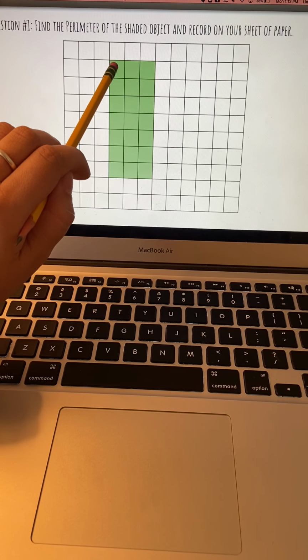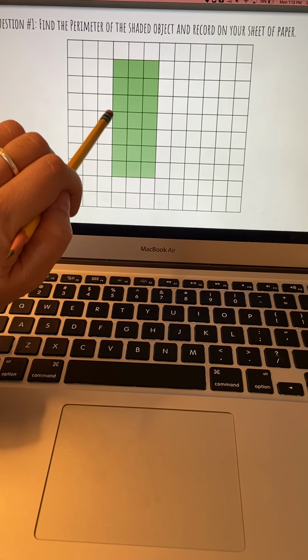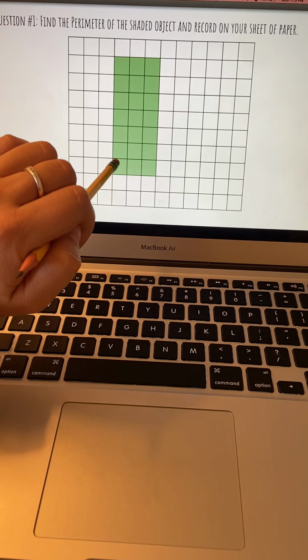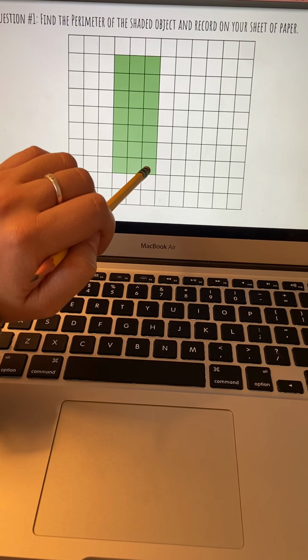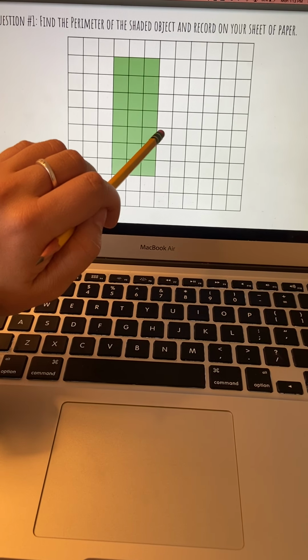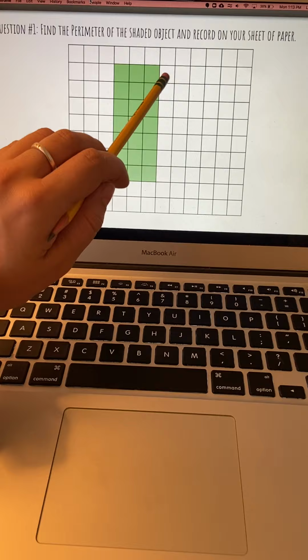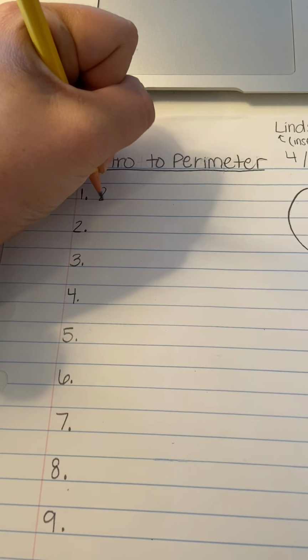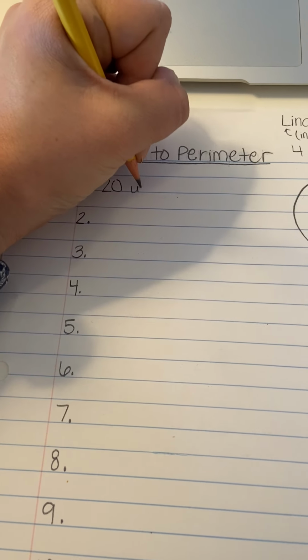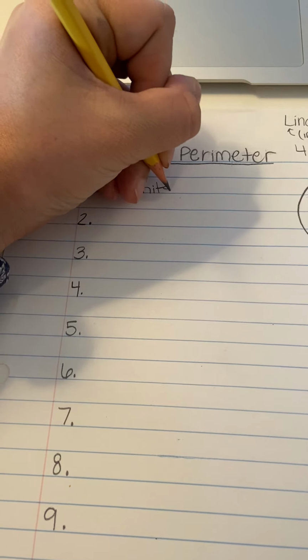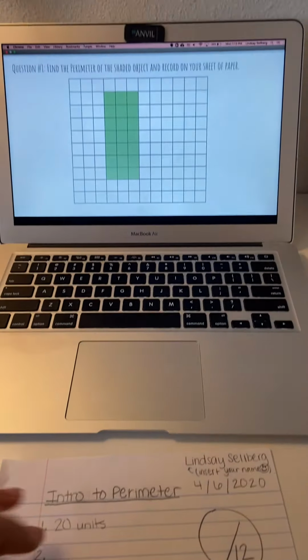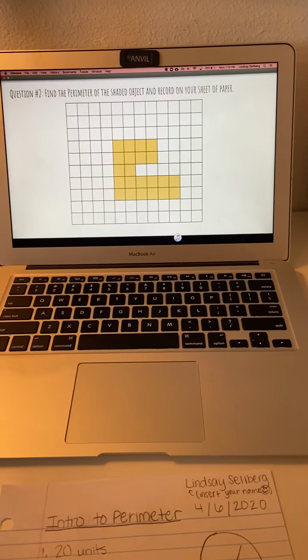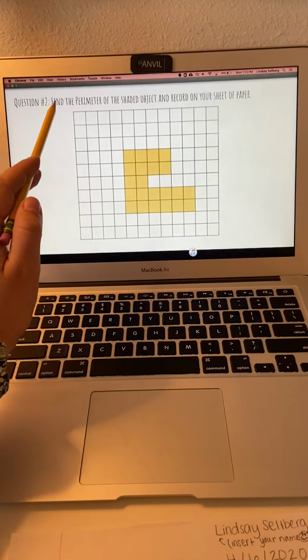1, 2, 3, 4, 5, 6, 7, 8, 9, 10, 11, 12, 13, 14, 15, 16, 17, 18, 19, 20. So for my first one, I am going to write my answer of 20 units. All right, now I'm going to click the arrow to question number 2.